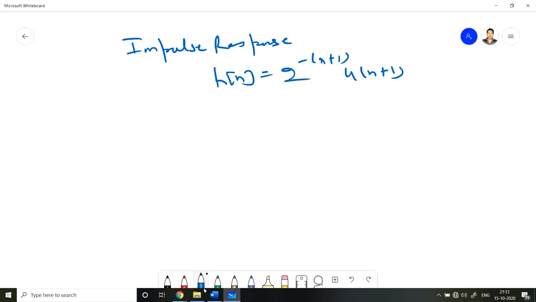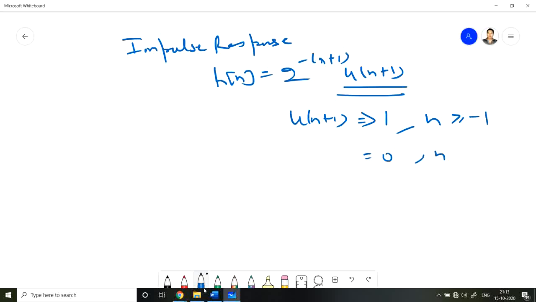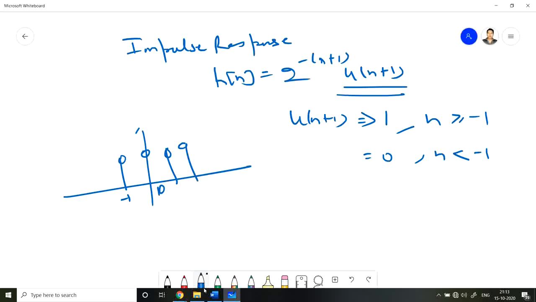So we can see the graph of the impulse response due to this u[n+1], because u[n+1] is basically equal to 1 for n greater than or equal to minus 1, and it is equal to 0 for n less than minus 1. The graph is like this. This is minus 1, this is 0, this is 1. So this is the u[n+1] graph.